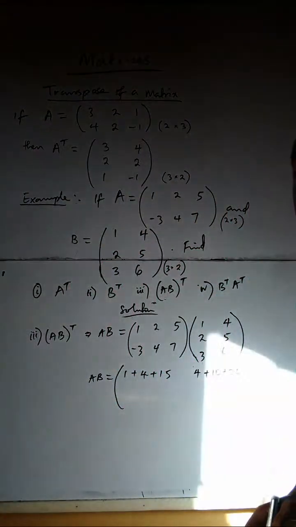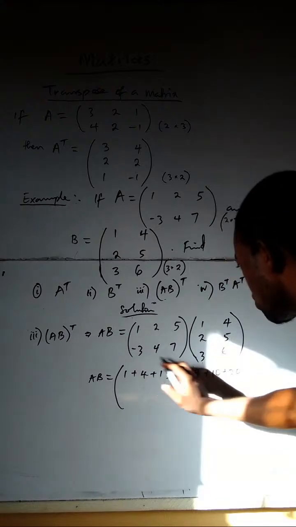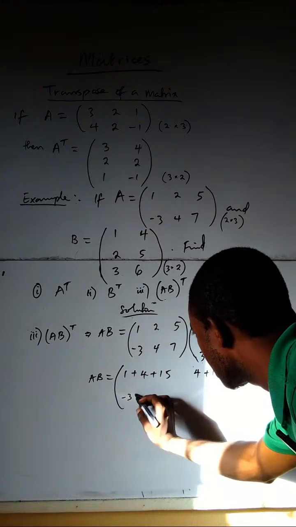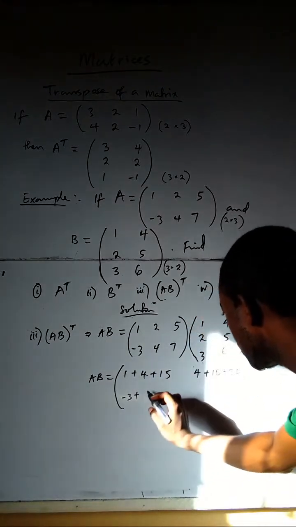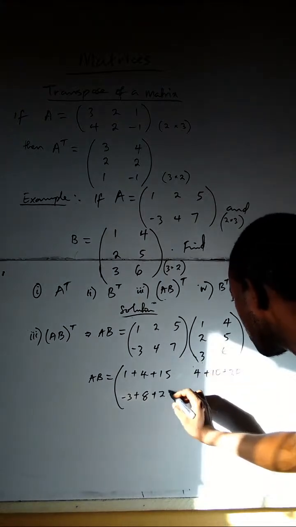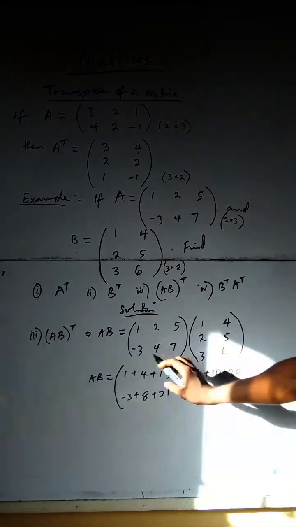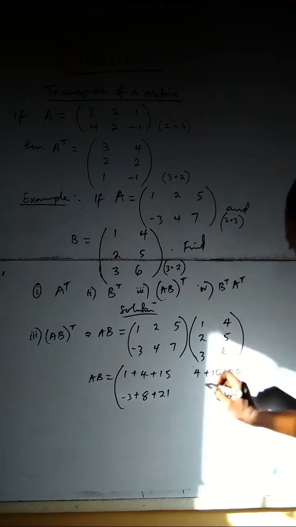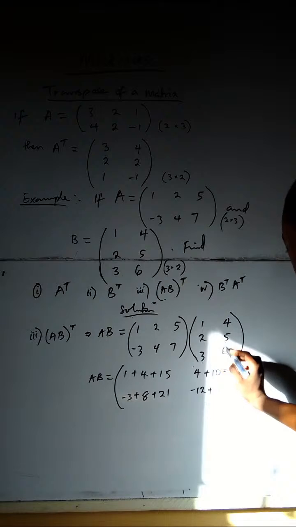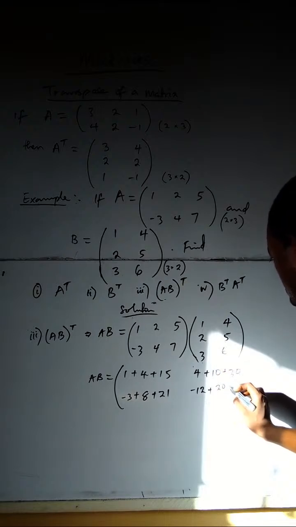So we do the same thing here, and the next row we multiply. That is minus 3 times 1, that's minus 3. Then plus 4 times 2, that's 8. Plus 7 times 3, that's 21. Then we leave a space. Also minus 3 times 4, that's minus 12. Then plus 4 times 5, that's 20.